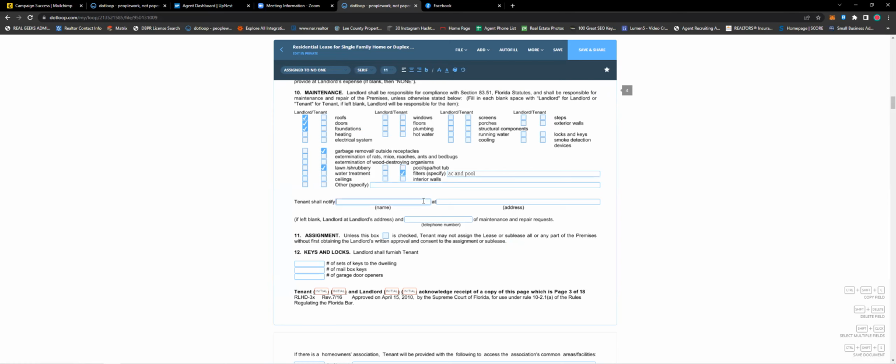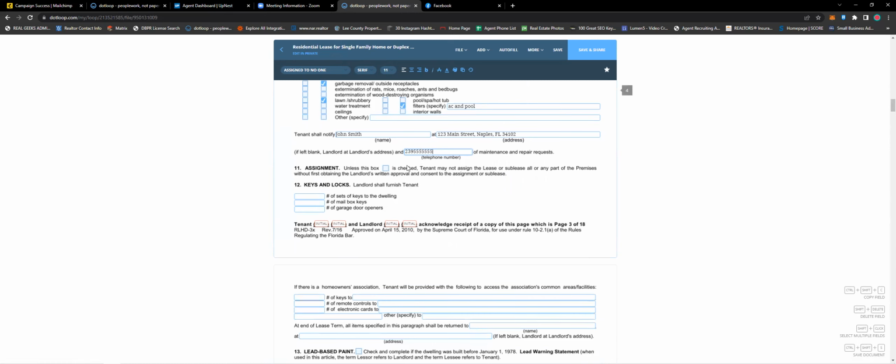For maintenance requests, they would notify the landlord, John Smith, at 123 Main Street, Naples, Florida 34102. And his telephone number is 239-555-5555. And then there's a box for sublease, which we're not allowing.